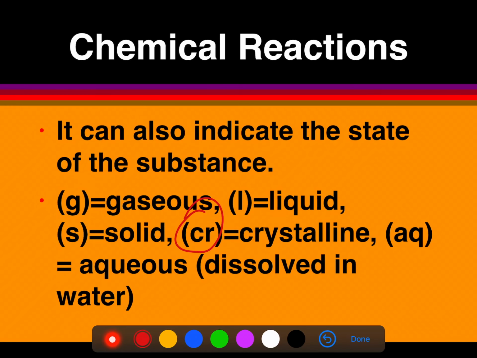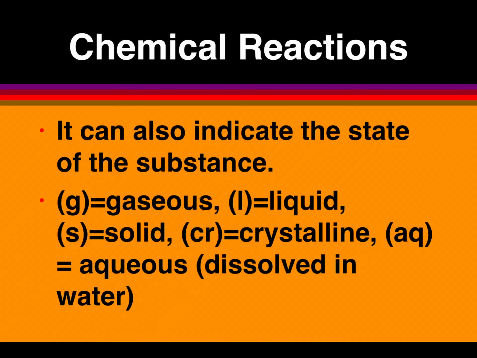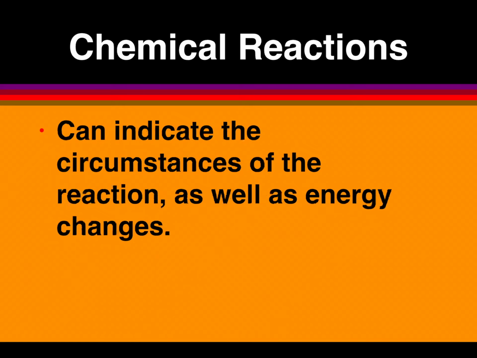Now, your book uses CR for crystalline solid, but at this point, although we're going to talk a little bit about it in marking period 3, we don't really care about whether they are ionic crystal lattices, metal crystals, or covalent network solids. We're just going to use S for solid instead of CR for crystalline. And then aqueous, the environment. We're going to dissolve this thing in water, so we're going to run it in a water environment. They will use AQ to indicate that.